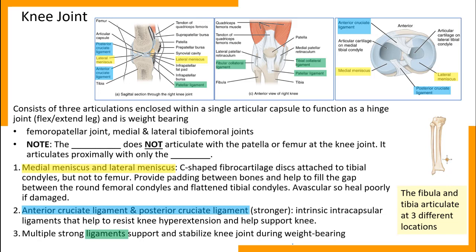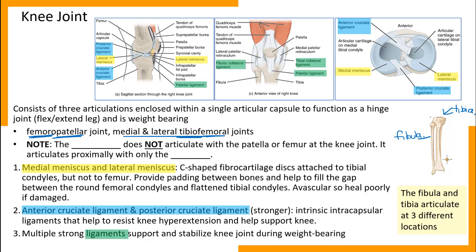So the knee joint is one of the most ill-fitting joints in the body. And it's made out of 3 different joints. One connects the femur to the patella, the knee bone, and then the other 2 connect the femur to the tibia. So the tibia is the larger bone in the lower leg. The fibula is the bone that's on the outside, and it's a smaller bone.